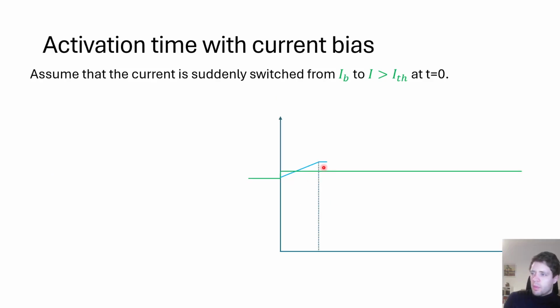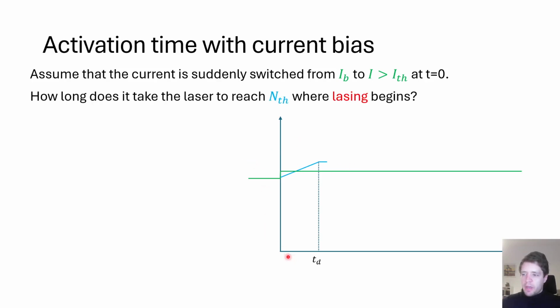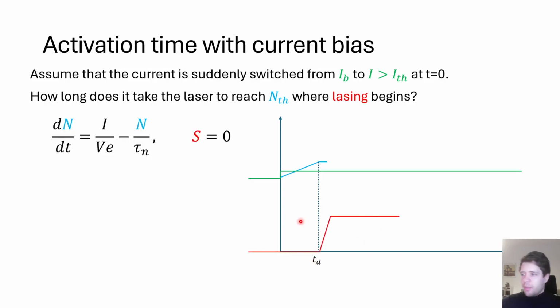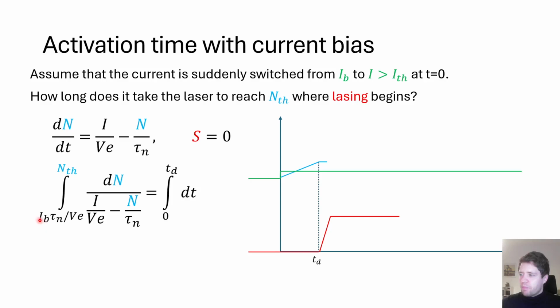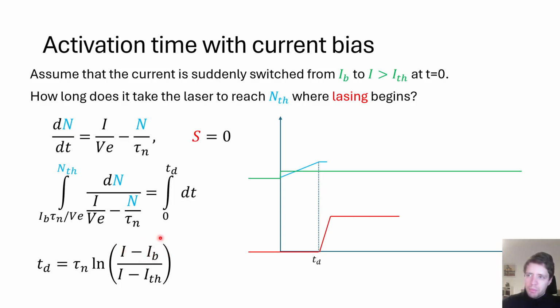We can make this analysis a bit more detailed by picking a bias current that's just below the threshold and then activating the current just beyond that threshold, like so. In that case, of course, we expect the time delay to be smaller. To figure out how the time delay looks in this case, we can simply solve the same equation as before, but now integrating from a bias number of charges all the way up to the threshold number. Rearranging it a little bit, we get this formula here, which very clearly reduces to the previous one for the case of the bias current being equal to 0.